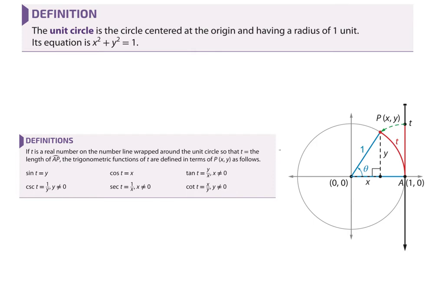The unit circle is a circle centered at the origin and having a radius of 1 unit. That's why it's called the unit circle, because the radius is 1 unit, okay? What this does when your radius becomes 1 is that you no longer have to worry about the ratio as much.